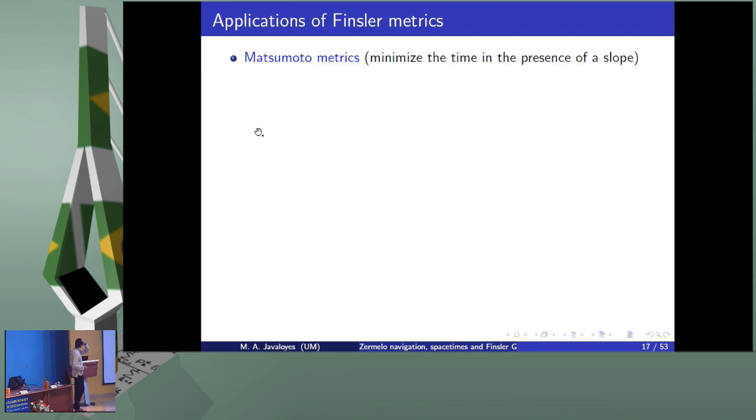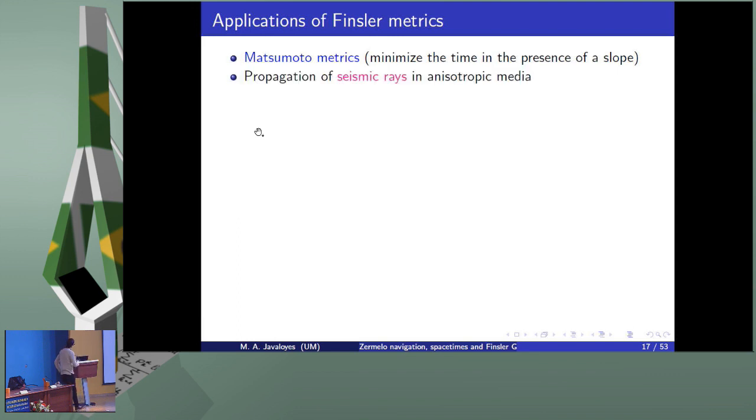Let's comment on some applications. For example, Matsumoto metrics are used to obtain the shortest path in time in the presence of slopes. Because when you go up, you go slower than when you go down. If you take this into account, then the shortest path on a mountain is not the shortest path in length. You have to find the shortest path for a certain metric, which is called the Matsumoto metric.